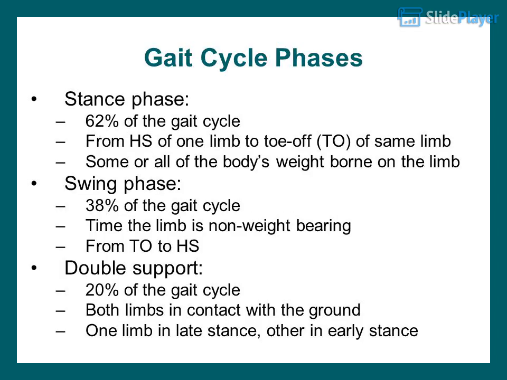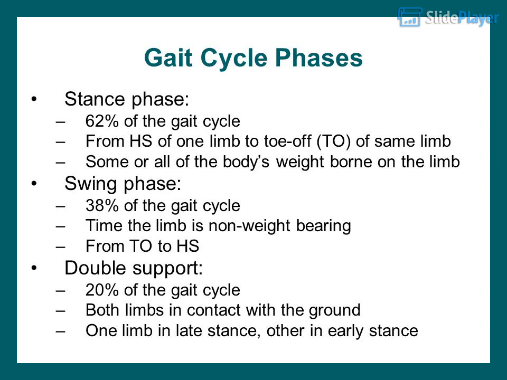Gait cycle phases: stance phase, swing phase, double support. Stance phase is 62% of the gait cycle, from HS of one limb to toe off of the same limb. Some or all of the body's weight is borne on the limb.